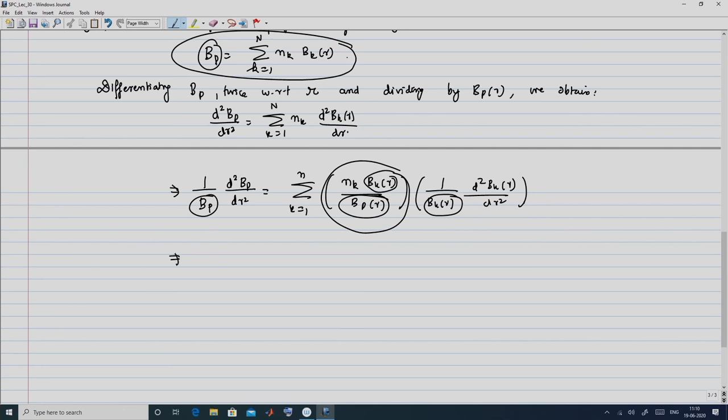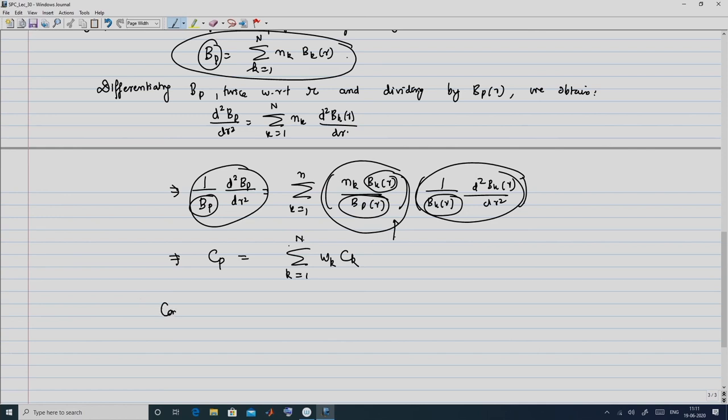So, this term on the left hand side by definition is the convexity of the portfolio, and this term is the convexity of the kth asset, and this, as before, is the weight. So, this is going to be the summation of W_k C_k, k equal to 1 to capital N.